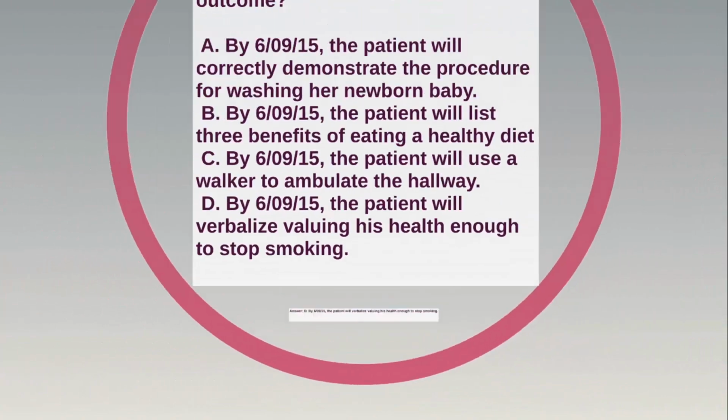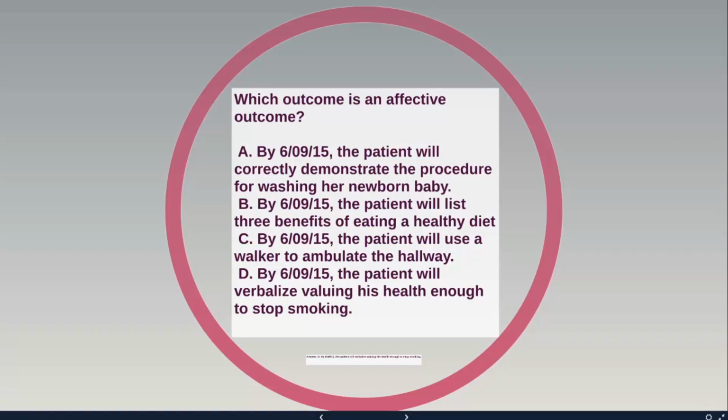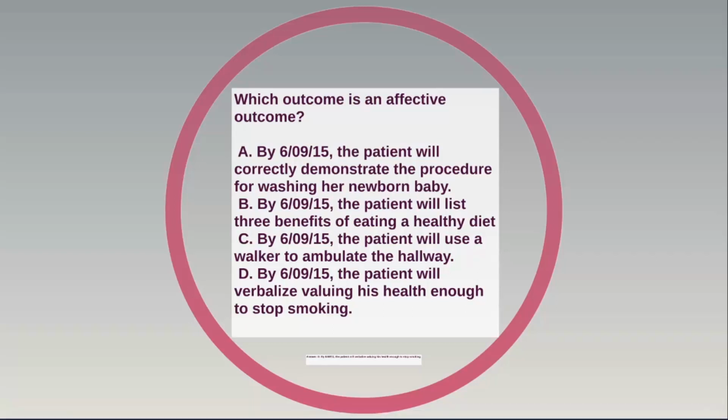All right, if you said D, the patient will verbalize valuing his health enough to stop smoking, you are absolutely correct. So let's look back at this question really quick. Number 1, where the patient will correctly demonstrate the procedure for washing her newborn baby, that would be a psychomotor. That's a new skill for this person washing a newborn baby, so that would be psychomotor. B, the patient will list 3 benefits of eating a healthy diet. That would be cognitive. They've learned something. They're able to state 3 benefits or list 3 benefits. C, the patient will use a walker to ambulate in the hallway. That could be a psychomotor. If it's a new skill for the patient, using a walker, then that would be psychomotor. And then we said, D was affective. So very good, guys.